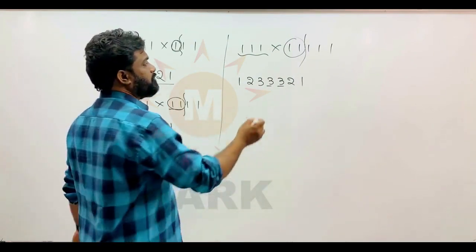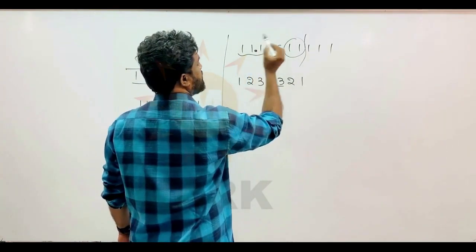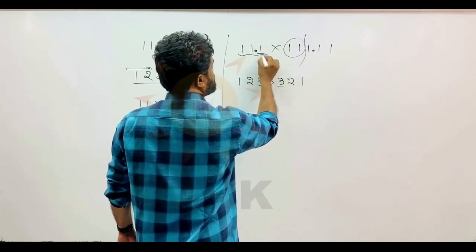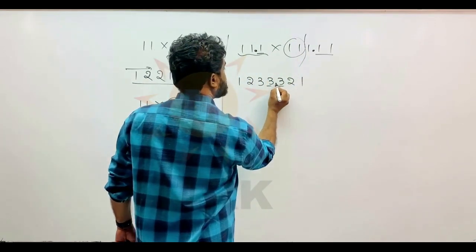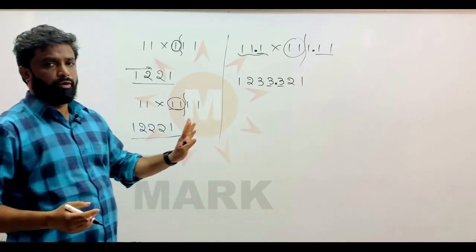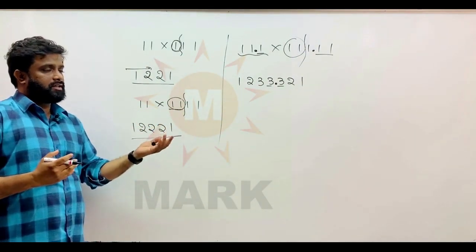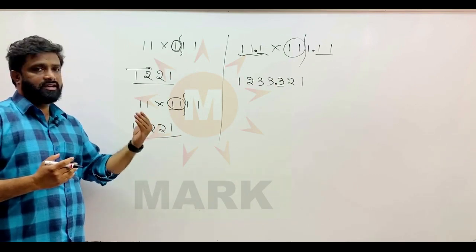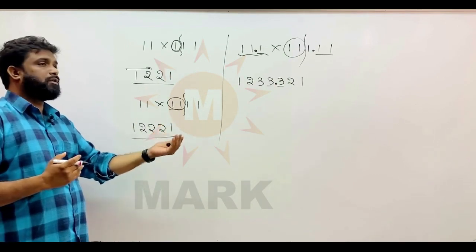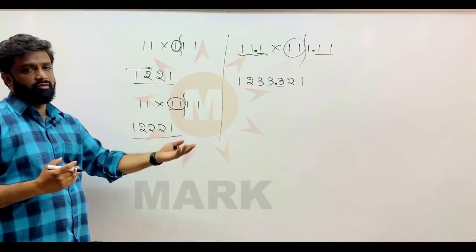If decimals are there, we will put the decimals clearly. Suppose there is a decimal here and here: after the point there is one number in one, and after the point there are 2 numbers in the other. So in the answer there should be 3 numbers after the point. Now we have learned 2 methods: what to do if the number of ones on both sides is the same, and what to do if the number of ones on both sides is not equal. So this is the way.